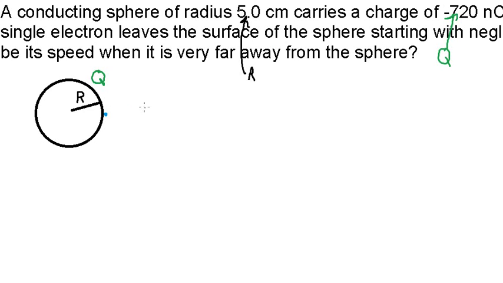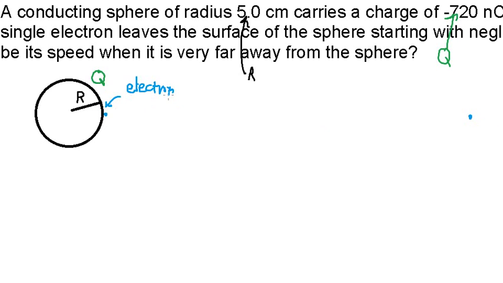and it starts at the surface with a negligible speed, and we want to know what is the speed of the electron when it is very far from the sphere. So there's our electron. In a way this is the opposite of an escape speed problem.